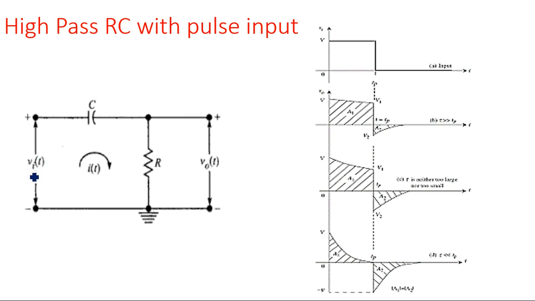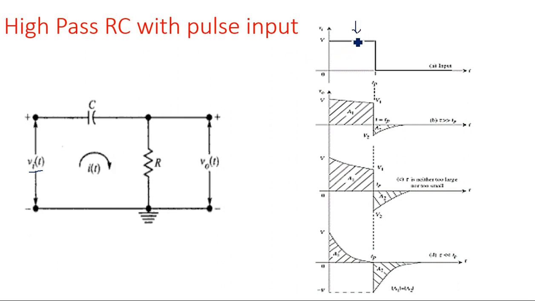This is the input voltage where we are applying the pulse input with the voltage as Vi of t, and the capacitor is connected like this between the input and output terminals, whereas the output is taken across the resistor. Okay, C followed by R, that is the construction of the high pass RC circuit, and i of t is the current flowing through the network.